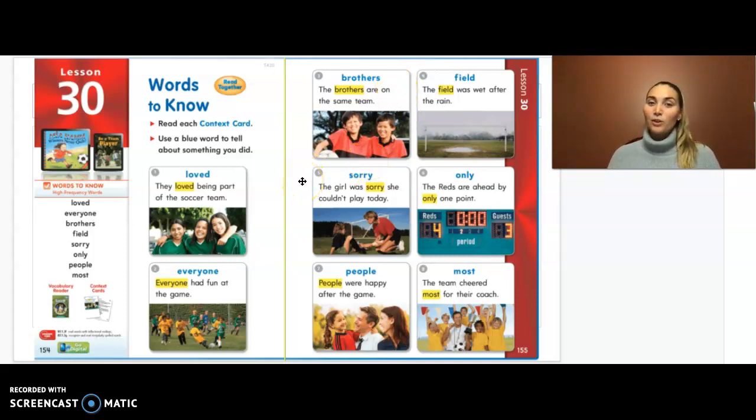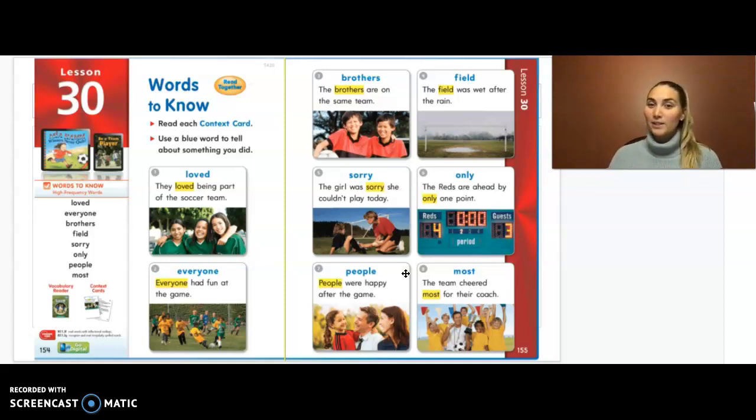Sorry. The girl was sorry she couldn't play today. Only. The Reds are ahead by only 1 point. People. People were happy after the game. And most. The team cheered most for their coach.